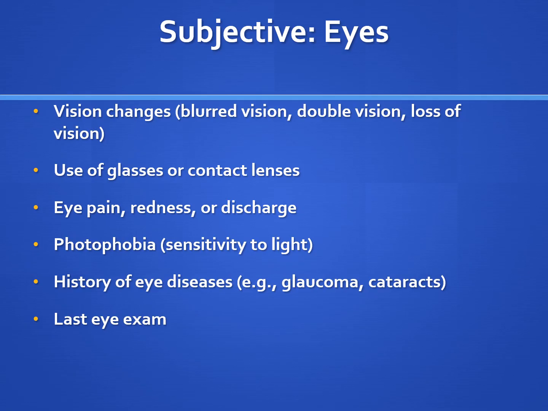So vision changes, we want to start by asking about any changes in vision. We want to clarify blurred vision, double vision, also known as diplopia, and partial or complete vision loss. Any sudden vision loss is really an emergency, so we want to act on that immediately.